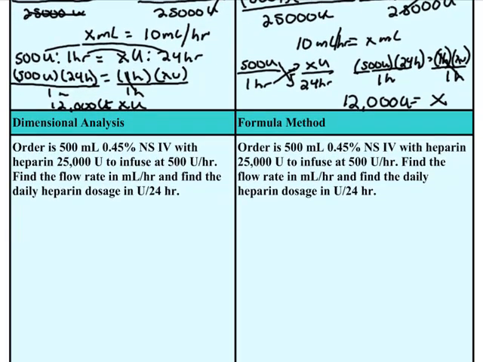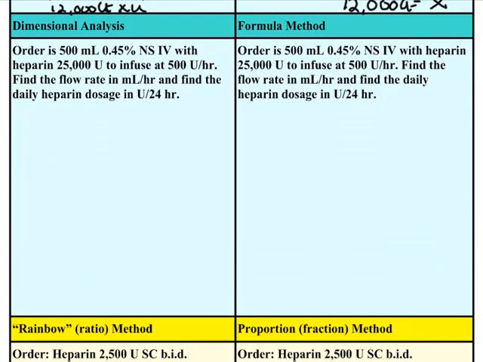Another way we can perform this operation is through the use of dimensional analysis. In this case, we're going to start with the infusion rate of 500 units per hour.